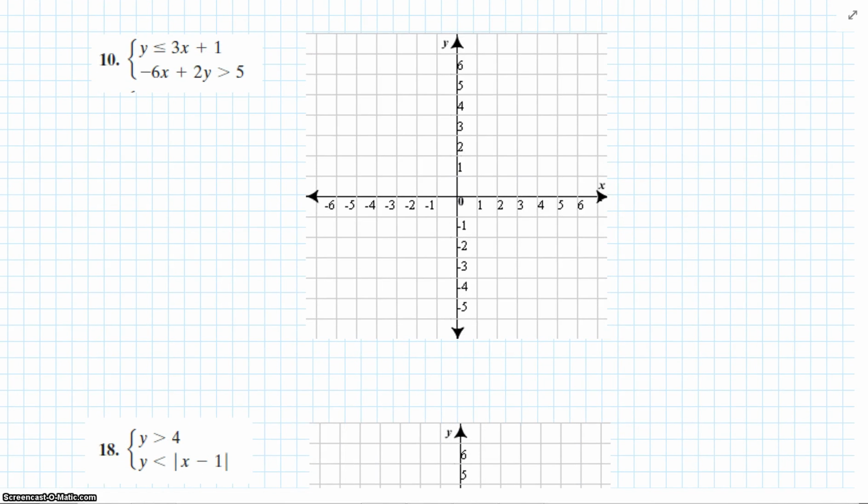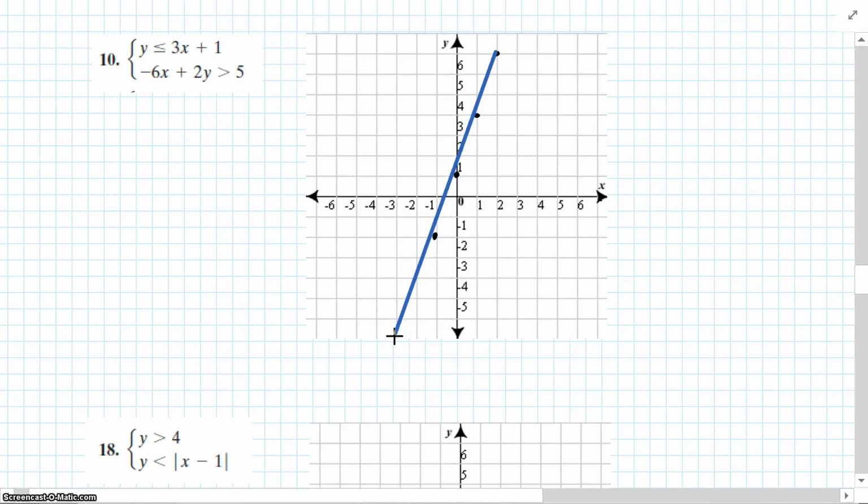Okay, number 10. Y is less than or equal to 3x plus 1. So I have a y-intercept of 1, a slope of 3, up 1, 2, 3 over 1. So we can plot this. Fortunately for us, it's a solid line. So there we go. And it's shaded below. Y is less than or equal to.